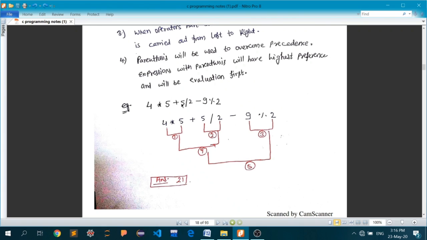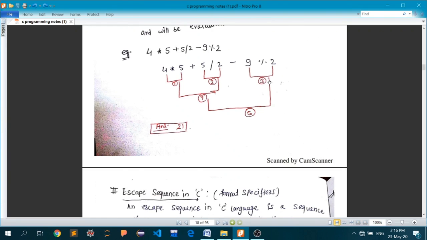So 5 plus 5 will be 10, and then 4 multiplied by 10 will be 40, and 40 divided by 2 will be 20. Okay, so this whole will result in 20. And then 20 minus 1, the answer will be 19. So you see, by adding the parentheses, I have changed the final output of the expression. You can also do that. So keep these things in mind.